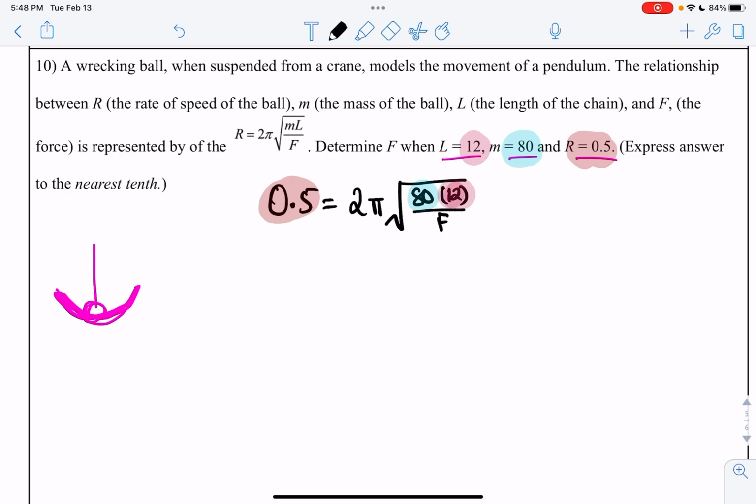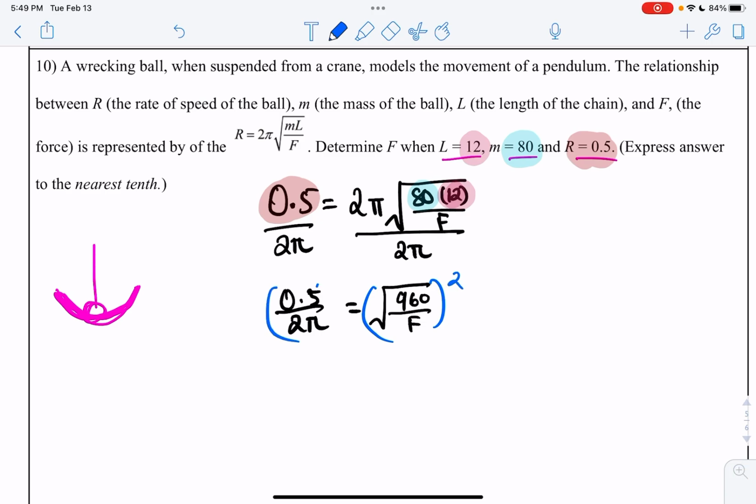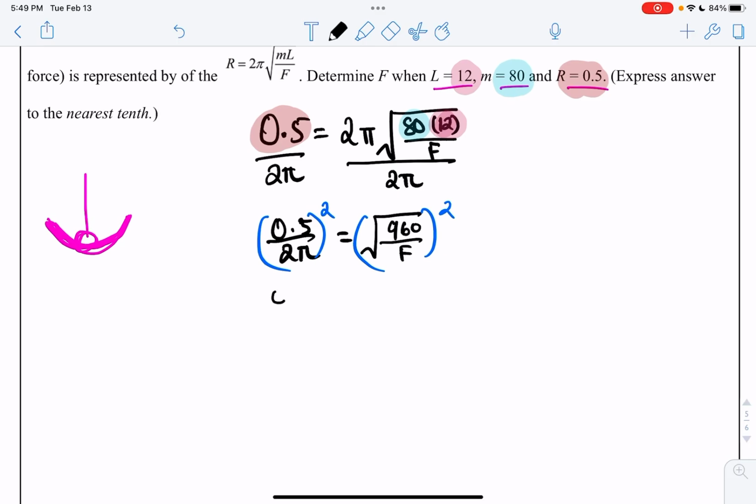Okay, we're going to do inverse operation. The first step is to divide by 2 pi, which gives 0.5 over 2 pi is equal to 80 times 12. We can put 80 times 12 into the calculator and simplify that a little bit, which is 960 over F. Going to get rid of our radical by squaring it on both sides. And I'm not simplifying any of this information because it is going to give us a really long decimal, which I wait to put into the calculator.